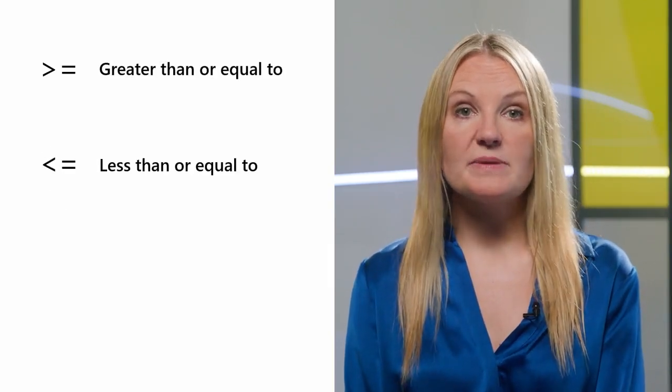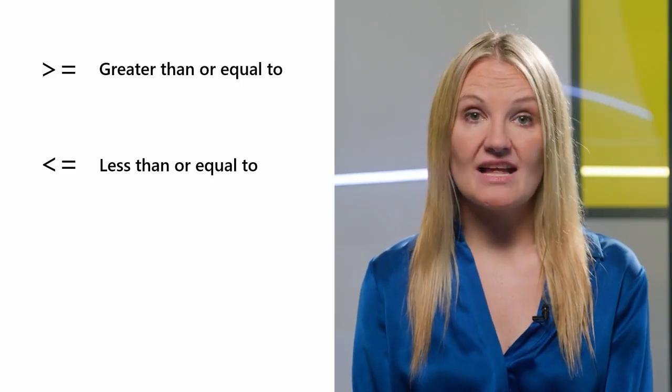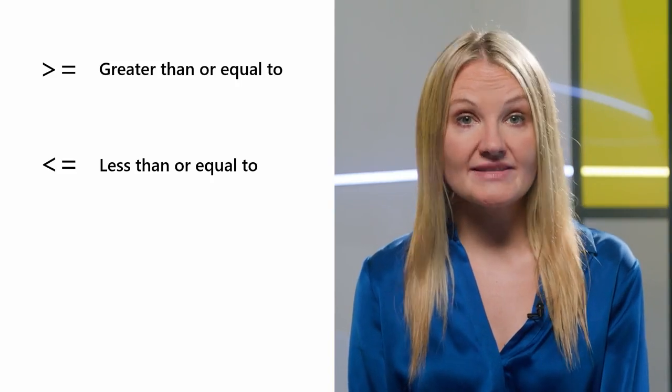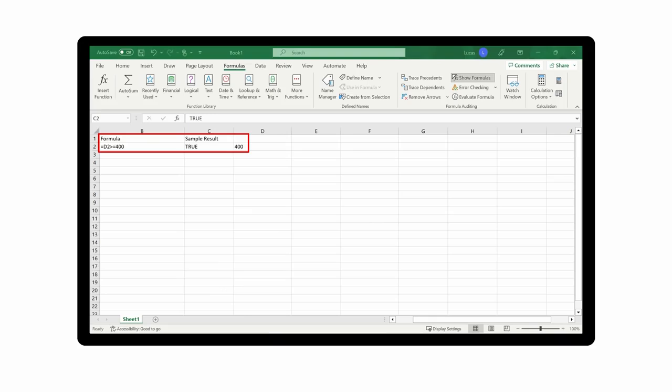The greater than and less than symbols can also be combined with the equals sign. This combination lets Excel confirm if a value is greater than or equal to, or less than or equal to, another value. Let's take a formula where Excel checks to see if the value in cell D2 is the same as or larger than the value of 400. If even one of these arguments were true, then the test would return the value of true.